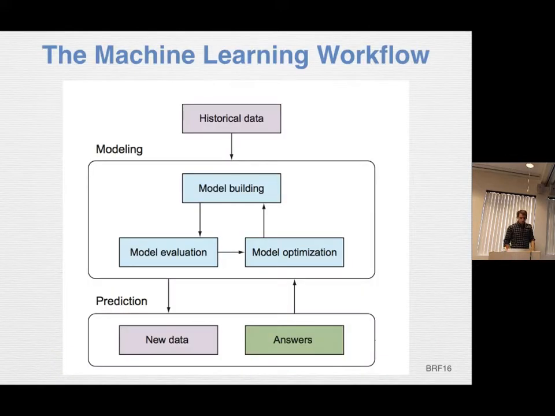Okay, so again, just to review, this is the same figure I showed at the beginning. We start with our historical data. In many cases, we have to massage that in many ways if we want to pass it into a machine learning algorithm. From there, we build a model, evaluate it, optimize it, and possibly do that several times before we get results that we are happy with, and then we can make predictions on our new data. I'm going to stop here and ask if there are any questions.